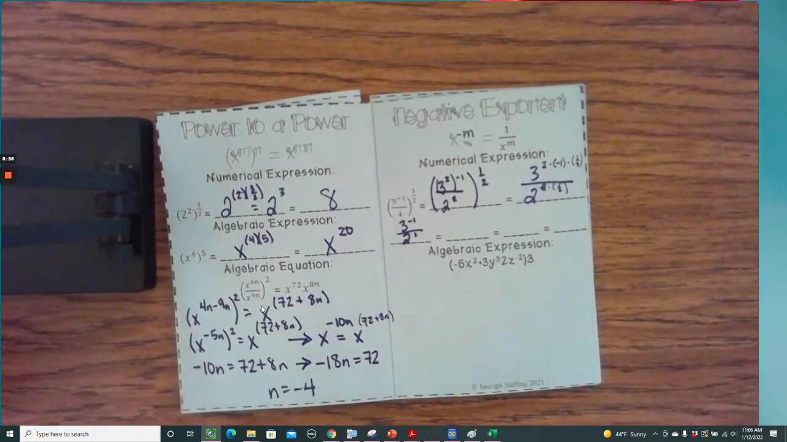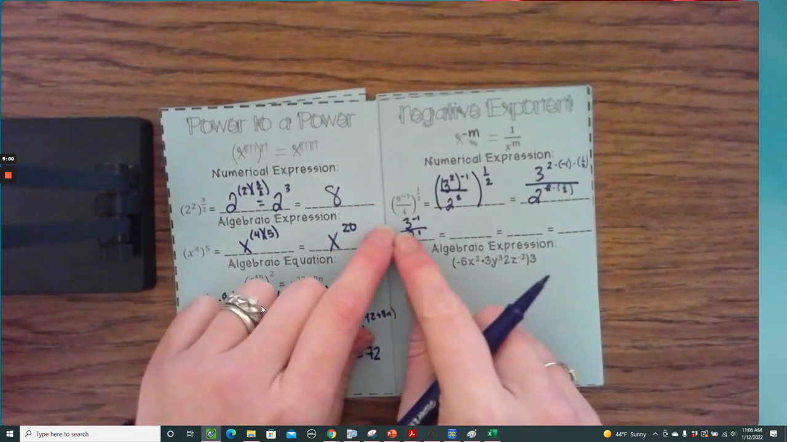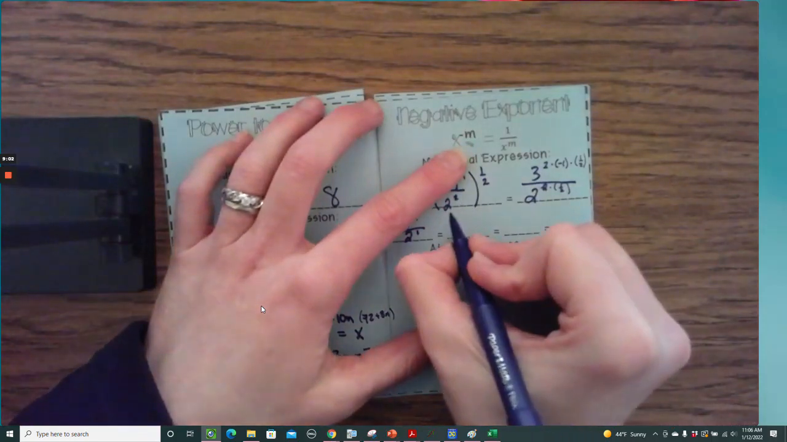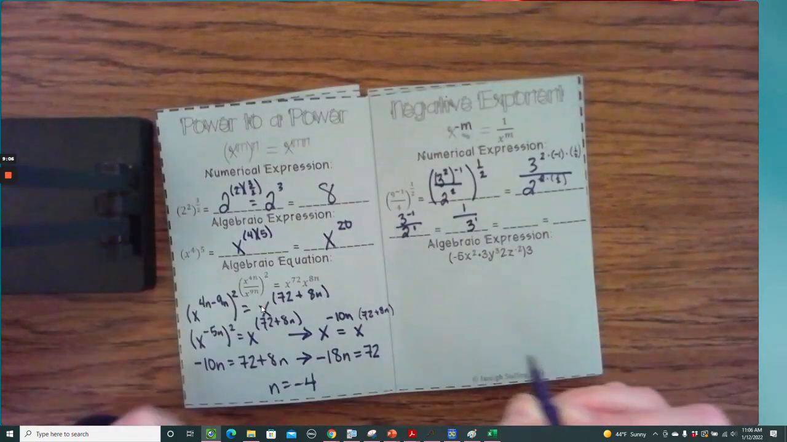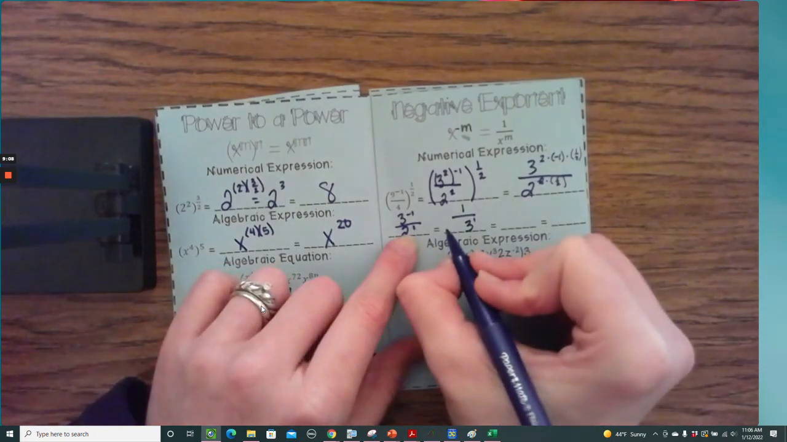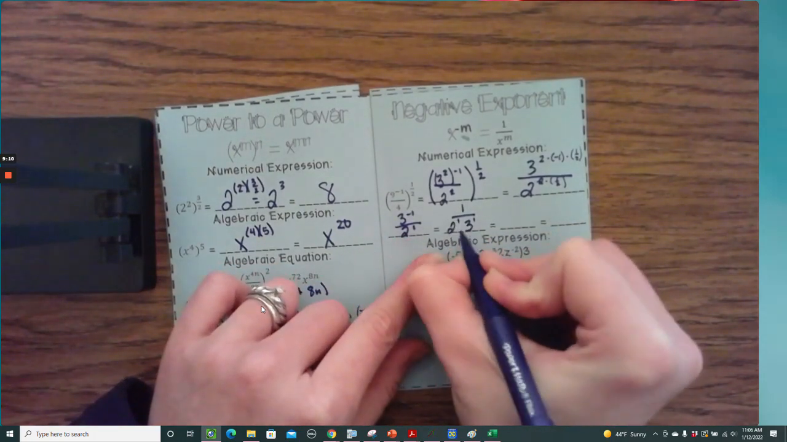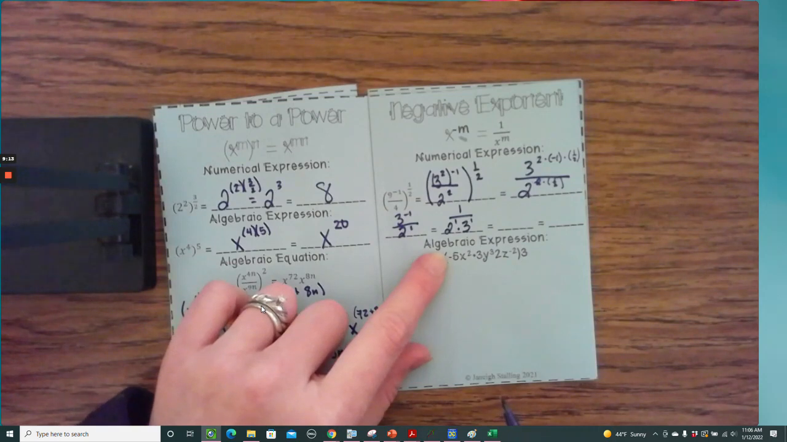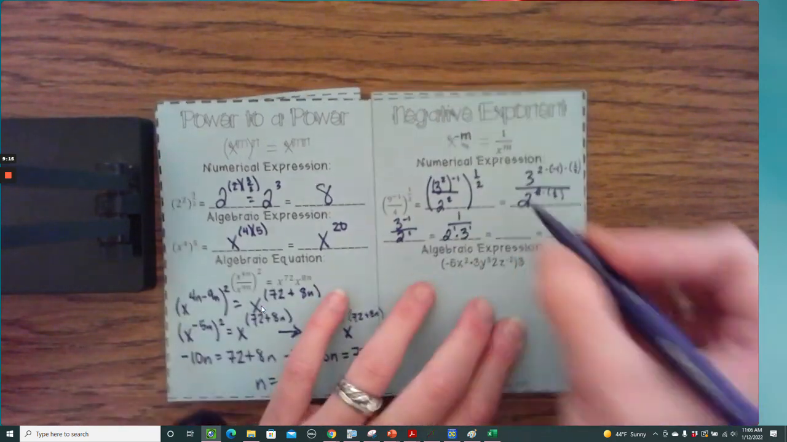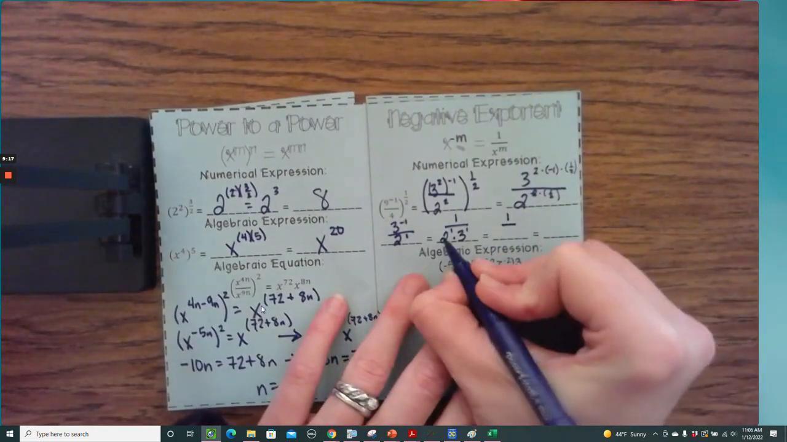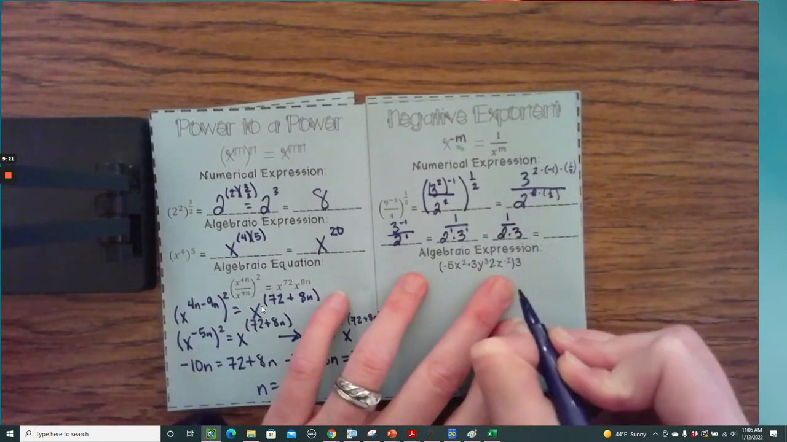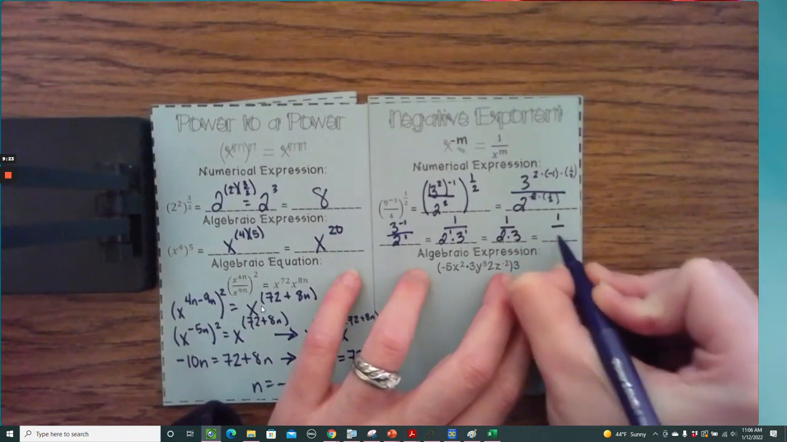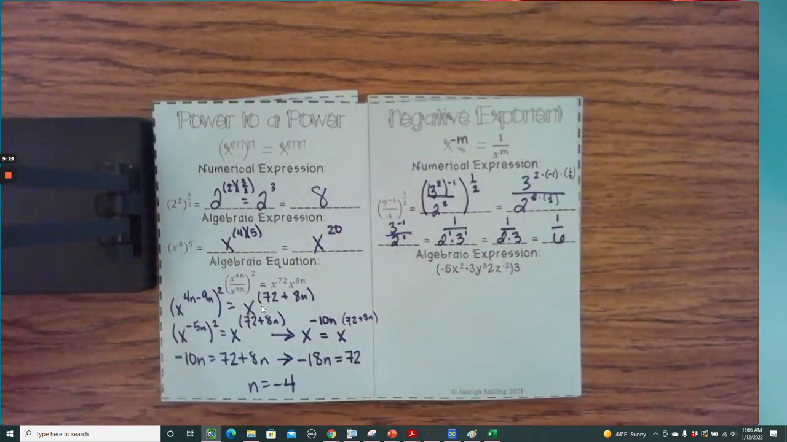Okay, here's where things get kind of sketchy. 3 to the negative 1 is the same as 1 over 3 to the positive 1. But I still have this 2 to the 1 on the bottom. Okay, and we would just multiply those together. So 2 to the 1 is just 2. So really what I have down here is 2 times 3, and then I would have 1 over 6.